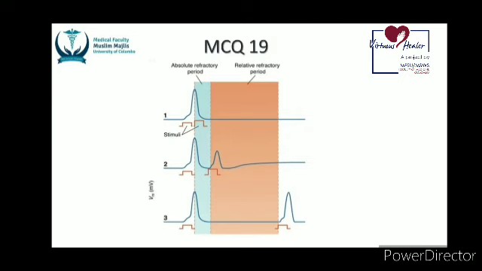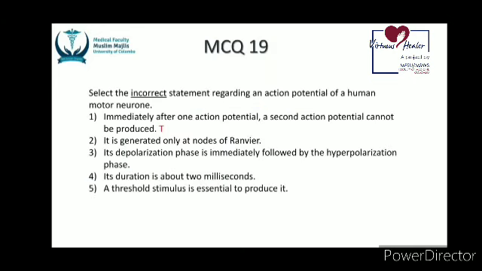Now, the reason why there is a refractory period after the initiation of an action potential is to prevent the formation of another action potential immediately after the formation of one action potential, and this will prevent the reverse conduction of the impulse along the axon. Statement number 2. It is generated only at the nodes of Ranvier.